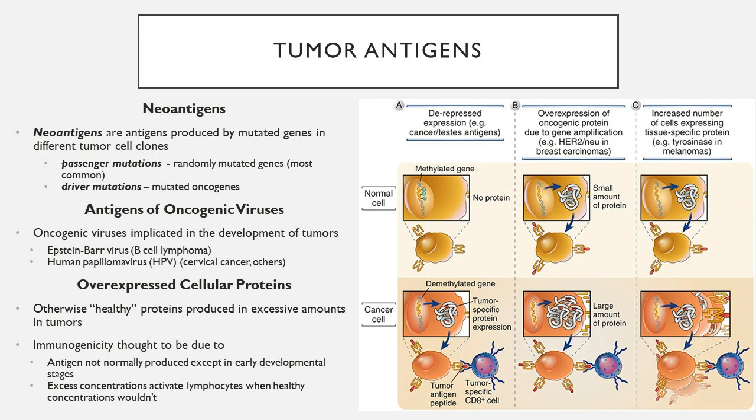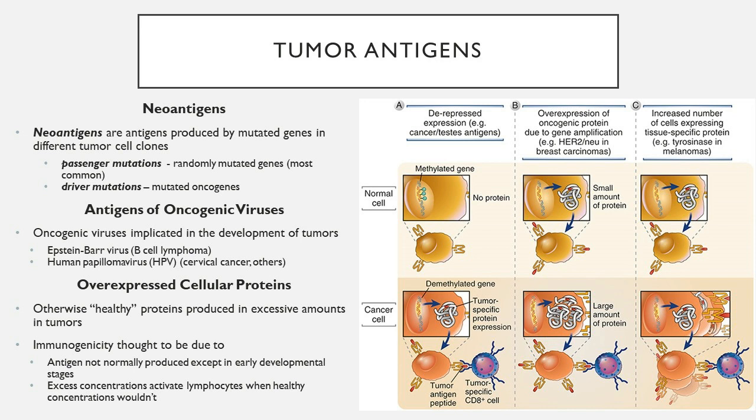Now, this is actually a little bit puzzling because with neoantigens and antigens of oncogenic viruses, it's certainly understandable why we might develop immunogenicity against those, because we wouldn't have developed tolerance or they're foreign. Whereas these are healthy self proteins that we would have developed a tolerance for. But there are a few different theories why they can still be immunogenic and targeted by our own immune system.